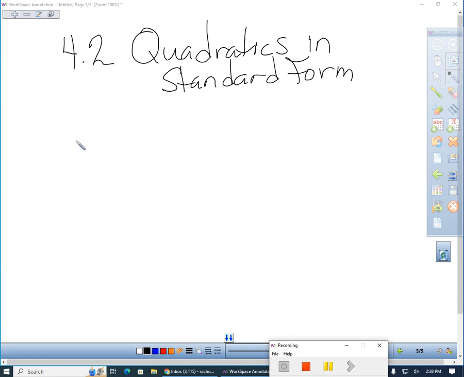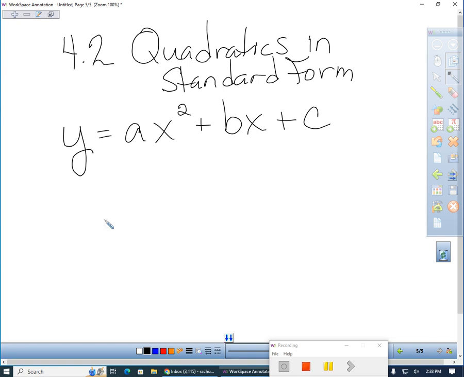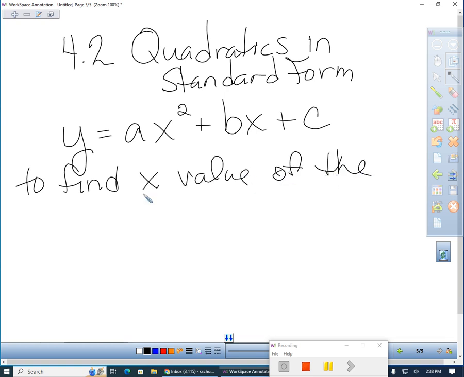All right, so first of all, I want to tell you about standard form. Standard form looks like this. Y equals ax squared plus bx plus c. This is standard form where a, b, and c are coefficients or numbers. To find the x value of the vertex, use negative b over 2a.